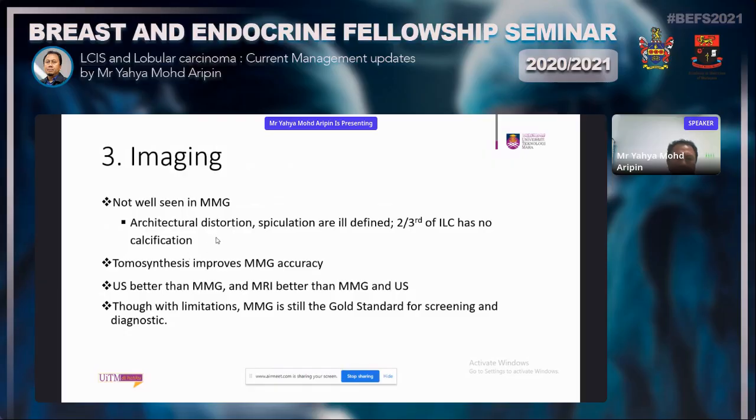This ILC is, as I said just now, hardly seen on the mammogram. Tomosynthesis tends to improve the mammogram accuracy. Ultrasound is better than mammogram, and MRI is reported to be better than mammogram and ultrasound. Even though the mammogram has a limitation, it's still the gold standard for screening and diagnosis for ILC. I think because we're already familiar with the mammogram, the evidence has been there for decades, right? So we still stick to the mammogram.